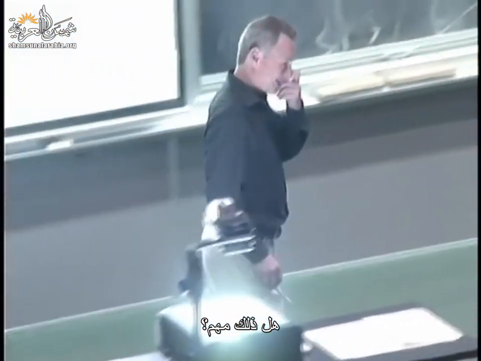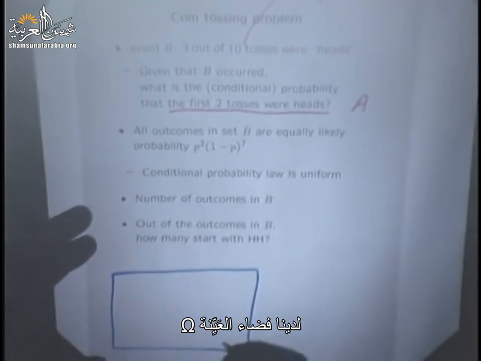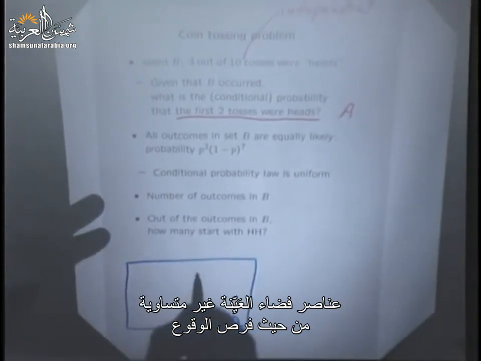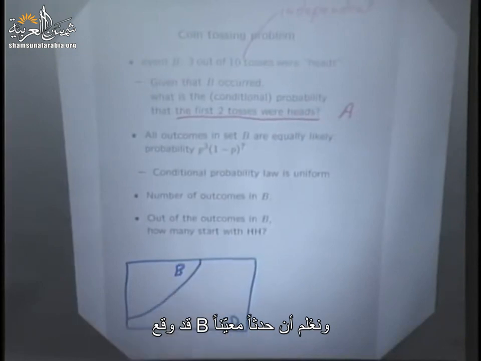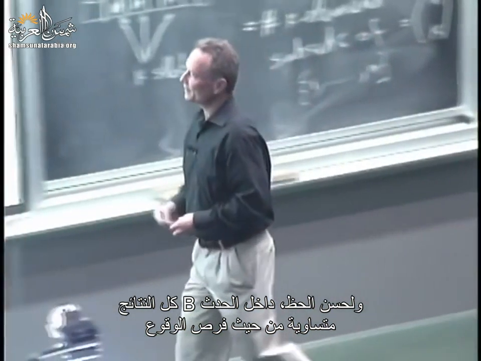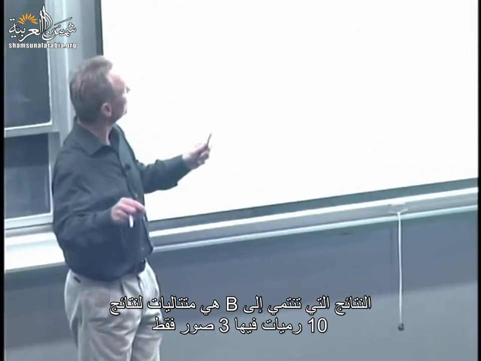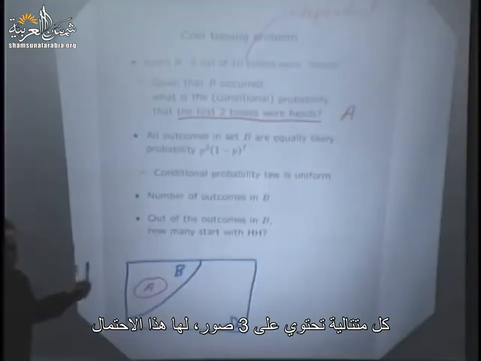Do we care about that? Not necessarily. All the action now happens inside the event B that we're told has occurred. So we have our big sample space, omega. Elements of that sample space are not equally likely. We are told that a certain event B occurred. And inside that event B, we're asked to find the conditional probability that A has also occurred. Now, here's the lucky thing. Inside the event B, all outcomes are equally likely. The outcomes inside B are the sequences of 10 tosses that have exactly 3 heads. Every 3-head sequence has this probability. So the elements of B are equally likely with each other.